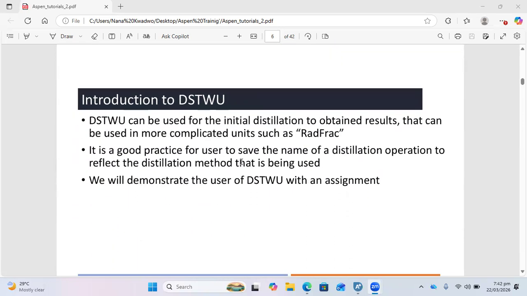Now, the advantage of working with these shortcut models or these shortcut blocks is that they can give us some initial or some very good estimates that we can use in the more rigorous models. So if you want to just do something quickly, get some quick results, you can work with your DSTWU. Then you can transfer that data to a more rigorous block like the RADFRAC to get something that is a little bit more accurate or a little bit more specific in nature. So that's the advantage of some of these things. You can start with a shortcut model and then translate that information to the more rigorous one.